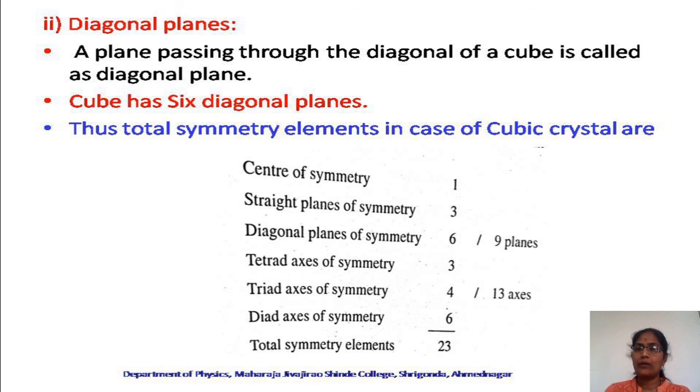Therefore, if we collectively look at the scenario of symmetry operations, then center of symmetry 1, straight planes of symmetry 3, diagonal planes of symmetry 6, that is total planes of symmetry 9, tetrad axis 3, triad axis 4, diad axis 6. Therefore, a cube has a total of 23 symmetry operations or elements. Thank you.